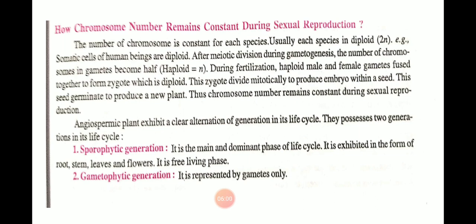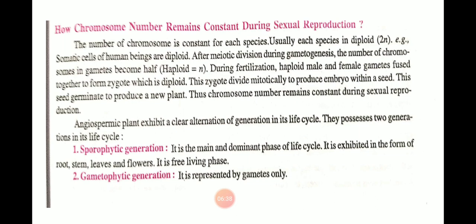As we have already mentioned, the gametophytic generation is short-lived, so the major generation of the life cycle of angiosperm is sporophytic. That is in the form of a complete plant body, which comprises root, stem, flowers and leaves. It is the free living phase of the plant body. This can be discussed in the form of a flow chart which shows the outline of the life cycle of angiosperm.